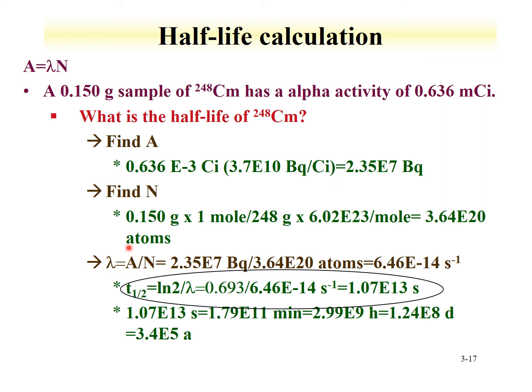And I use activity equals lambda N, solve for lambda, put this in, and I get lambda is equal to 6.46 times 10 to the minus 14th inverse seconds. Solve for the half-life, where lambda is equal to log 2 divided by the half-life. I get this equation, and I get my time unit in seconds because it's inverse seconds. So that is the one thing you need to be aware of, that you've got to keep your time units consistent whenever you do these calculations.